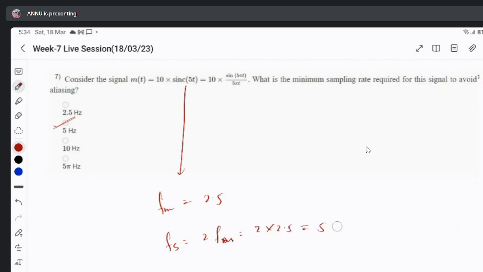So you can see that the sampling frequency is irrespective of the amplitude. In fact, it doesn't depend on summation also. So we only have to identify the maximum frequency and multiply it by 2 to get the sampling frequency.